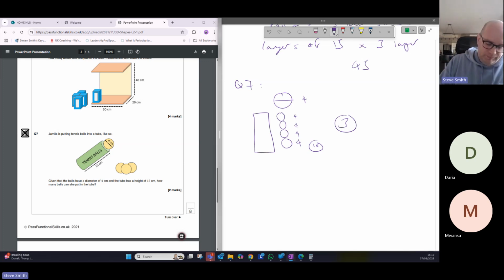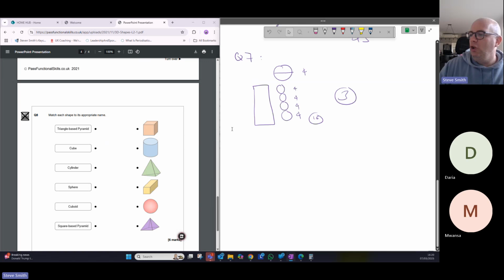That sort of question, you might get in a level 2, but you might have to work out the diameter of the tennis ball first. So it might give you the radius or something like that, or it'll say, this is the radius of a tennis ball, work out the diameter. We've got it already. And then how many tennis balls will fit into tube A, tube B, tube C, and it might give you that way.